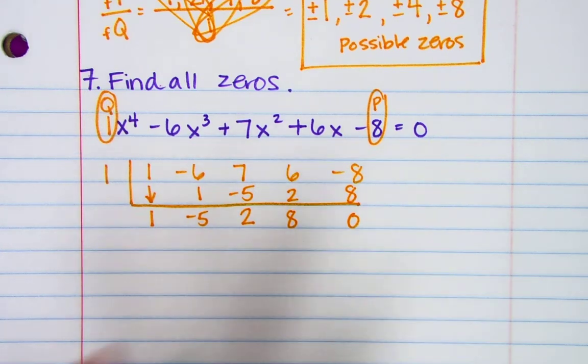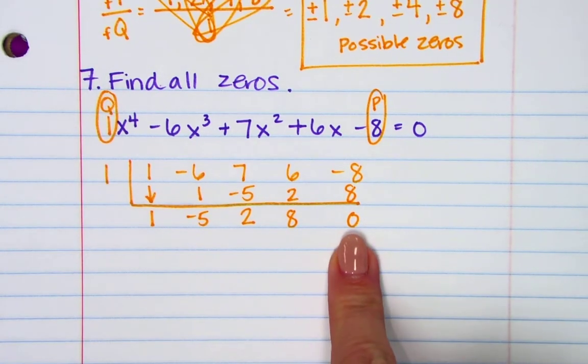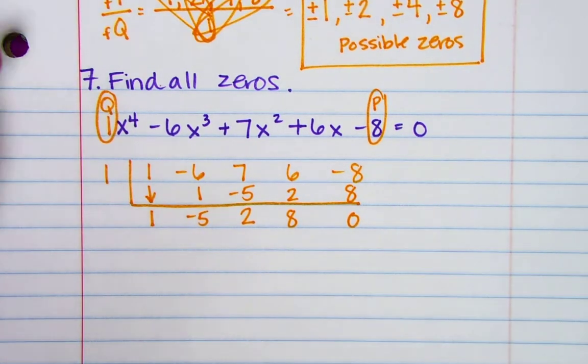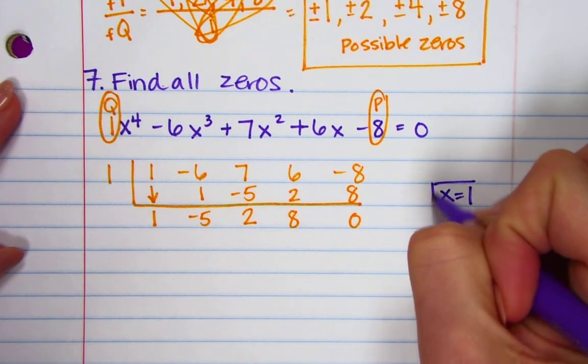All right, did 1 work? I heard some no's and some yeses. All right, yes, it did work. The way you know is if you get a 0 right here. If you get no remainder, that means 1 is a factor. Well, x minus 1 is a factor, and 1 is one of our zeros. So x equals 1, that's one of our zeros.